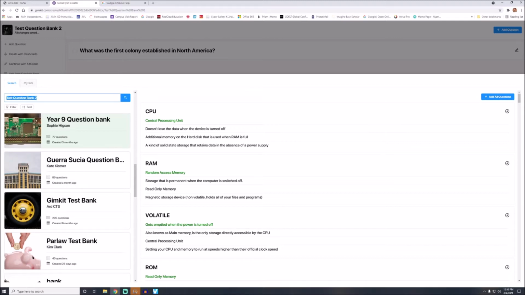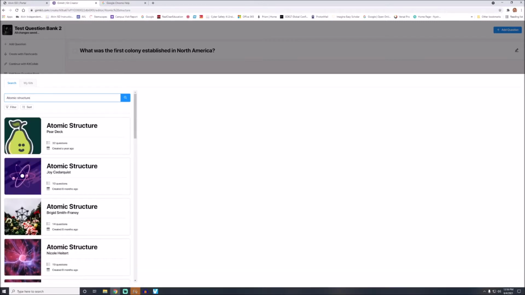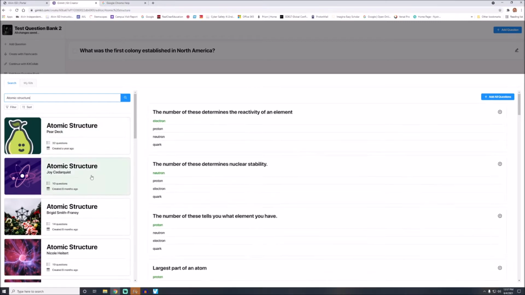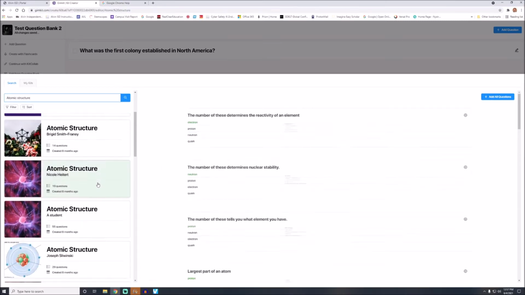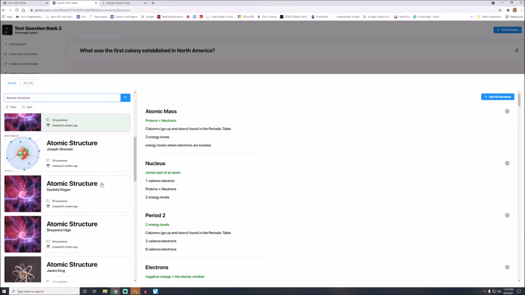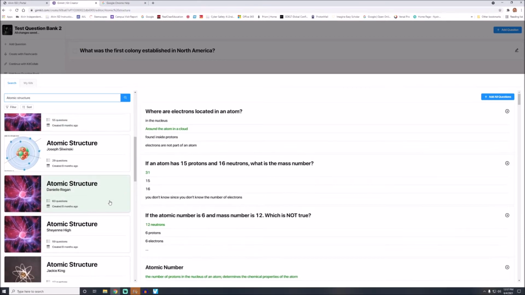But let's say, for instance, I'm looking for questions on atomic structure. Let's see if I can find anything having to do with atomic structure. And as I go down the list, I can take a look and see immediately that this one has 32 questions. I can see some of the questions there and see if they're the kind of thing that I'm looking for. This one only has 10, 14, 19, 55 questions in that bank, 63 here.